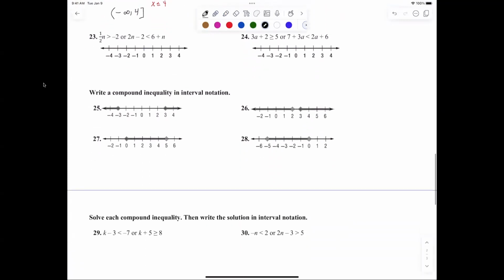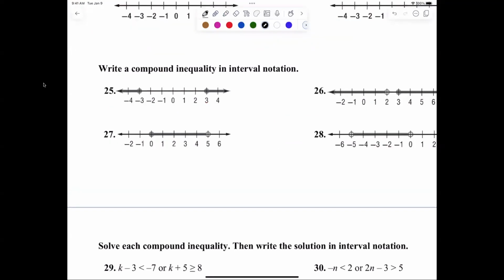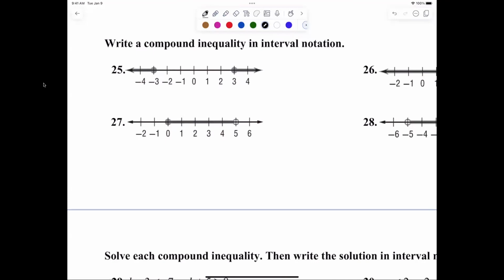All right, do me a favor. Let's look at 25 for a second. Everybody's looking at 25. Okay, let's write this inequality. What does this say right there? X is what? Less than or equal to? They're going in opposite directions. So we'd say, or what? What is this symbol over here? Greater than or equal to what? 3. There you have it. All right, that's it. That's your answer.